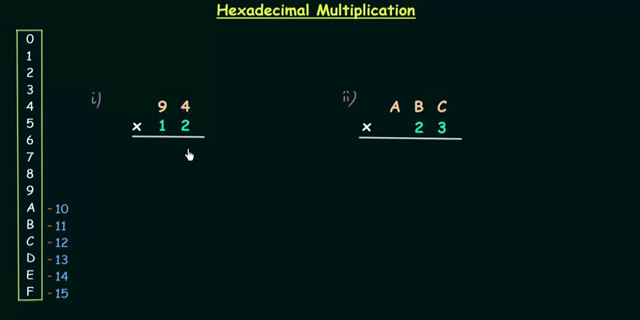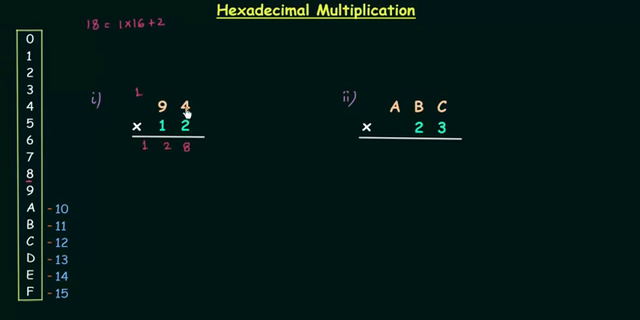2 multiplied by 4 is 8, and 8 is a hexadecimal number. 2 multiplied by 9 is 18, and 18 is not a hexadecimal number because in the hexadecimal number system we have digits 0 to 15. So I will break 18 like this: 1 multiplied by 16 plus 2. So 1 is the carry and 2 will come here, and finally we have 128 as the result.